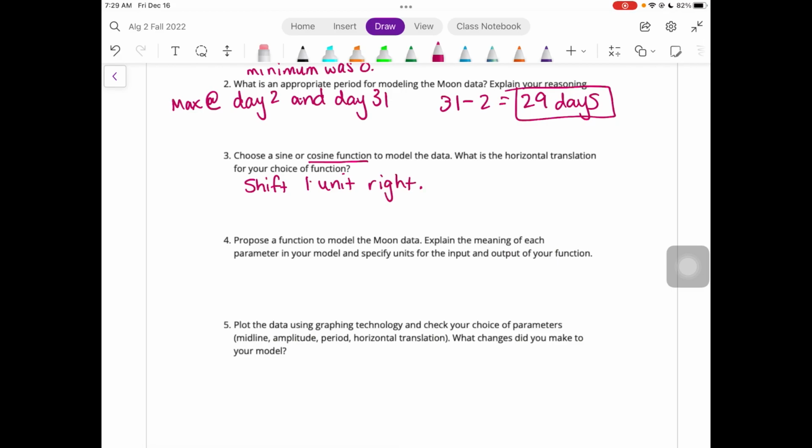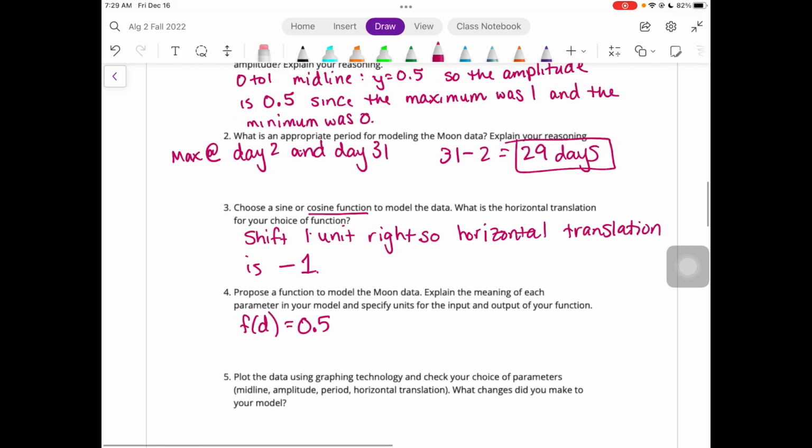So our horizontal translation. Remember, when we go to the right, it's negative, so -1. All right, propose a function to model the moon data. So we have f of d for days equals, remember our amplitude was 0.5. We just determined that in part 1. We are looking at a cosine.